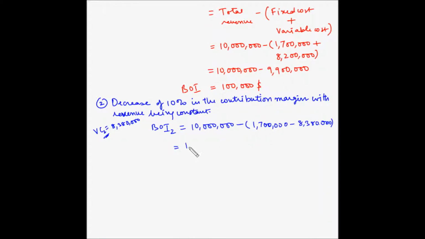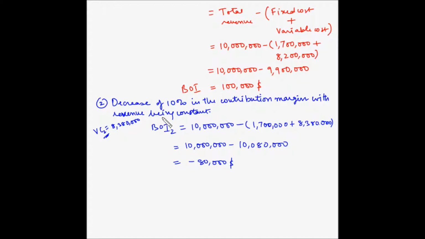So let's calculate this. So this remains the same, 10 million minus, sorry, this is plus. So the addition of these two is 10.08 million. So 10 million minus 10.08 million, this is minus $80,000. So the new budgeted operating income is a loss of $80,000, whereas the original budgeted operating income was $100,000.